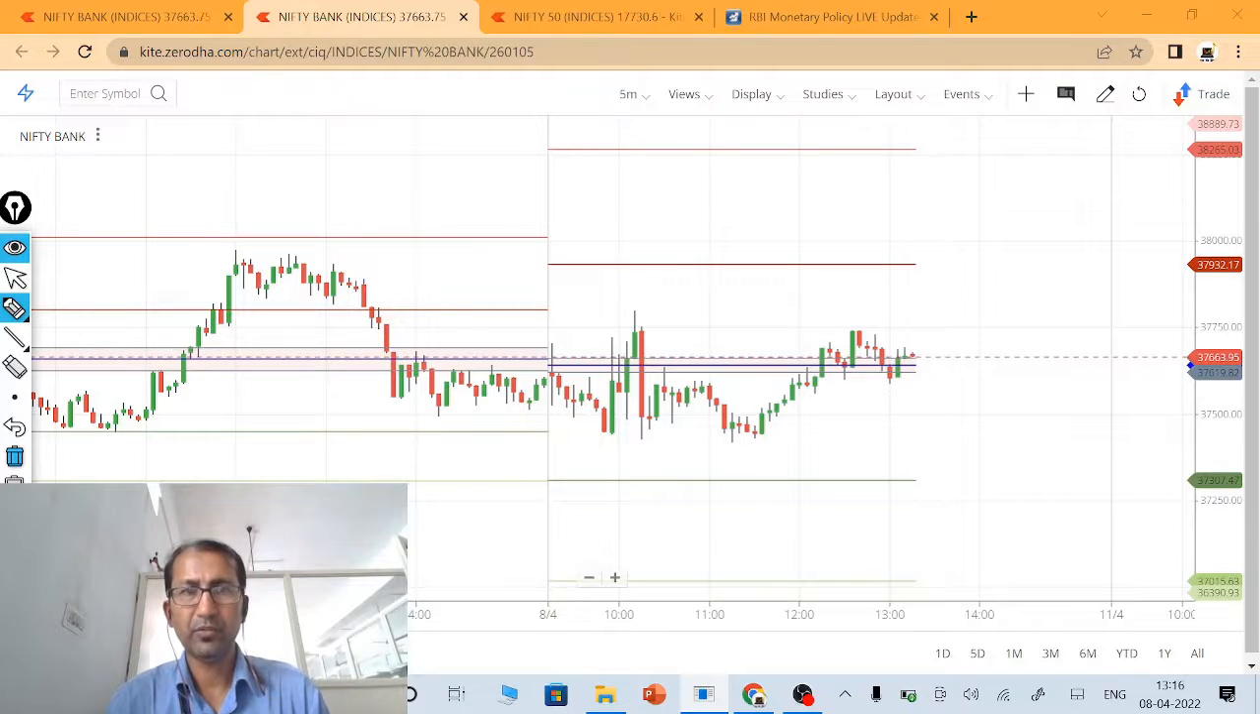So right now, RBI's decision has been good for the market. If you want to trade today on falls, you can buy. Okay, buy on every major fall. So that is the Nifty and Bank Nifty level for today.